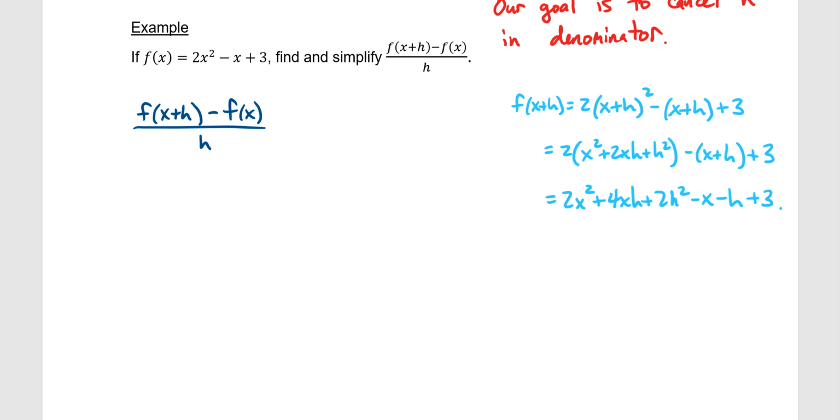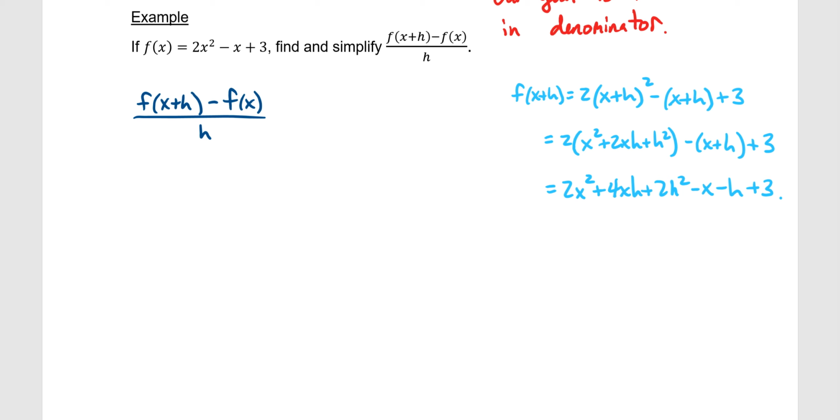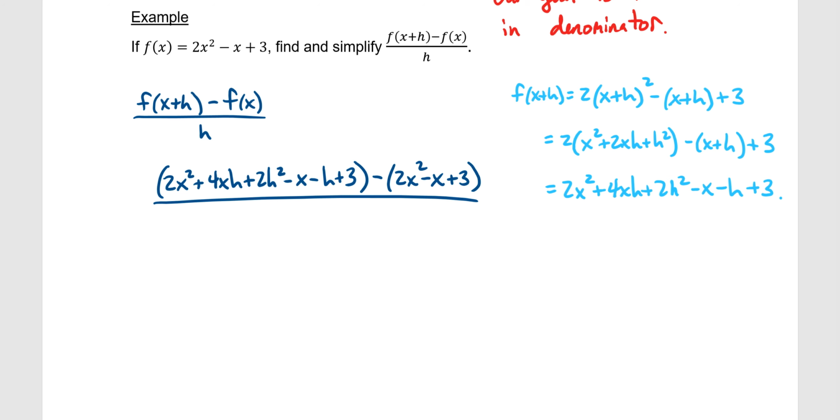So let's plug that in, or substitute it, into this part of the equation right here. So it's going to end up being 2x squared plus 4xh plus 2h squared minus x minus h plus 3. So that whole thing is f of x plus h, minus f of x. f of x is just our function. We have to make sure we have parentheses around it because we're going to have to distribute that negative in front of it. And this is all divided by h.